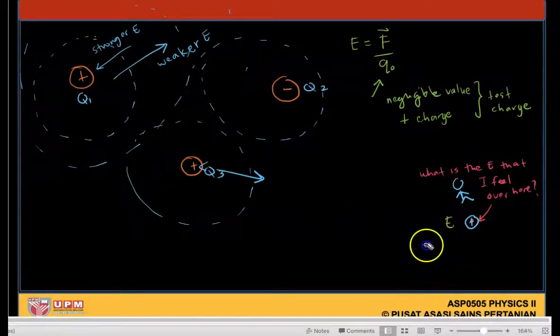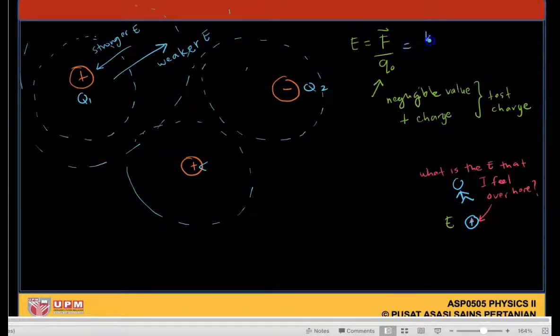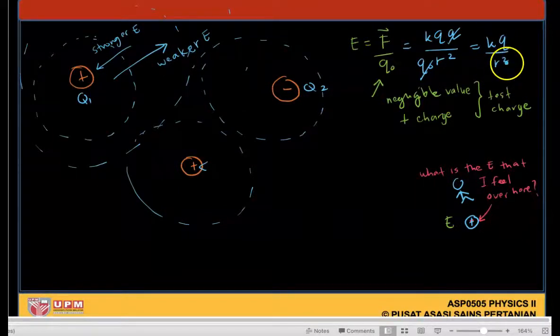So E is F over Q naught. Q naught is your test charge. And we know that F is KQ over R squared, and we have this Q naught over here. So Q with Q cancels out, coulomb with coulomb cancels out. So I am left with KQ over R squared. R is the distance between the charge in question and the test charge.